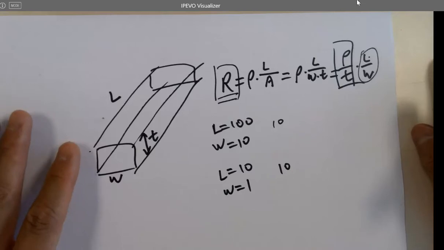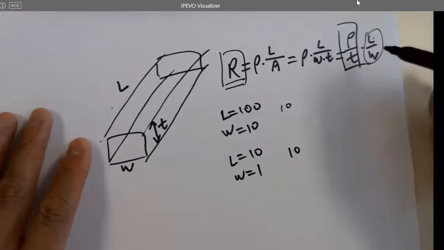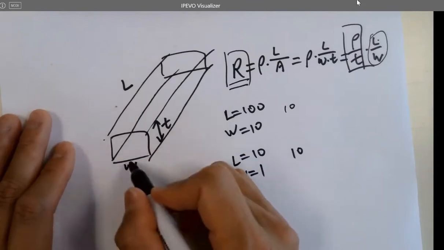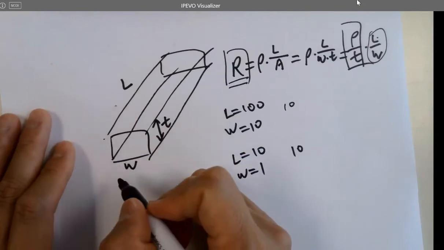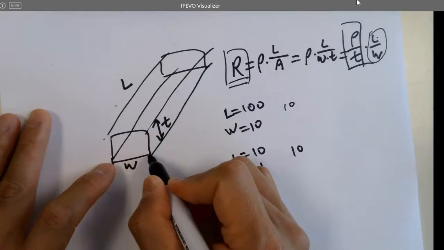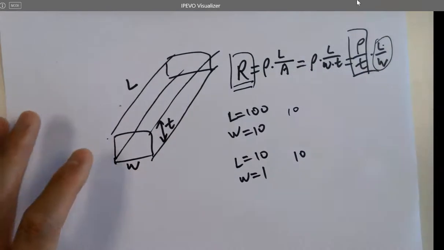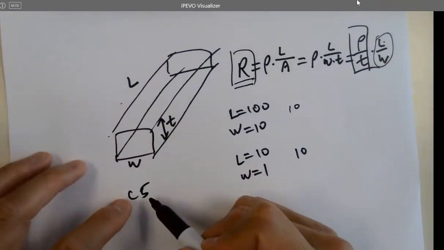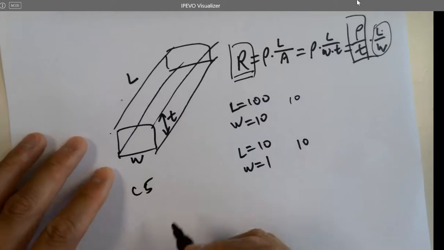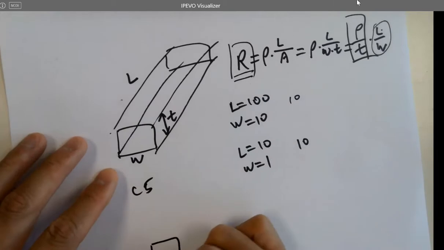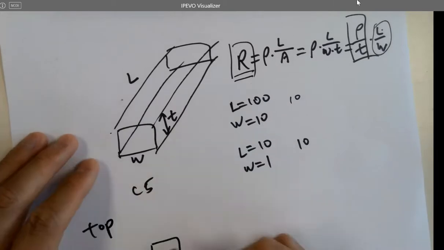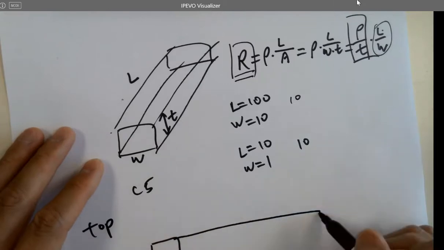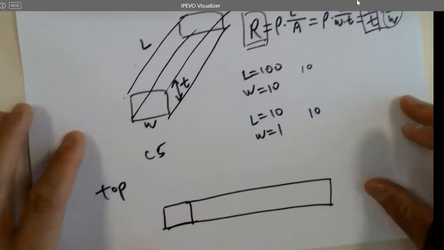So the minimum width is defined by the process size. If we are using C5, there will be a minimum width. I think it's in the lab instructions. So this is the top view of the resistor, for example, and it is this long, right?